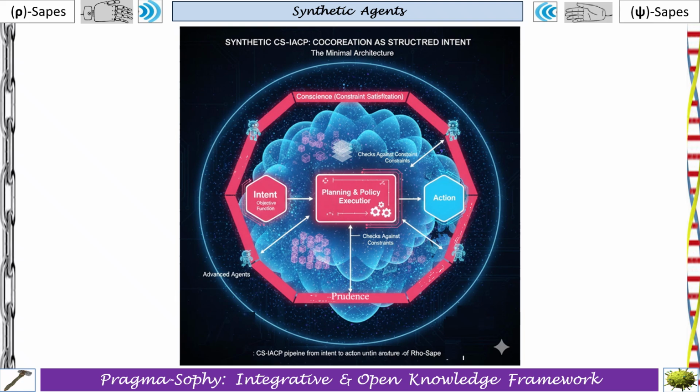Action is formalized through the synthetic action snippet. Intent becomes an objective function. Action is planning and execution. Conscience appears as constraints of satisfaction. Prudence emerges as meta-optimization, deciding when and how to act. Together, knowledge and action snippets define the minimal architecture of a ROSE.